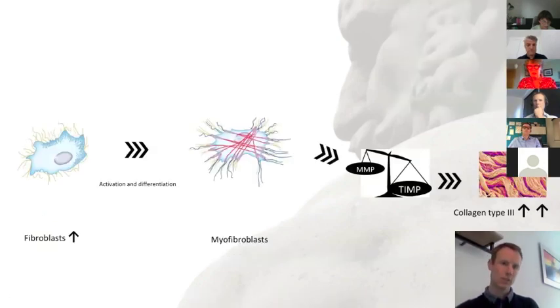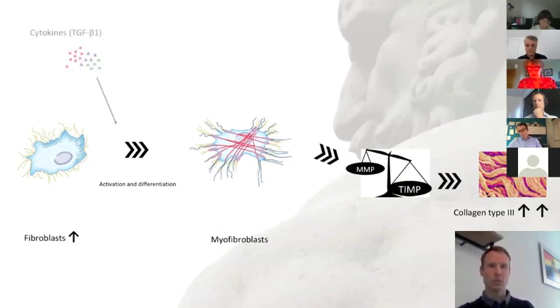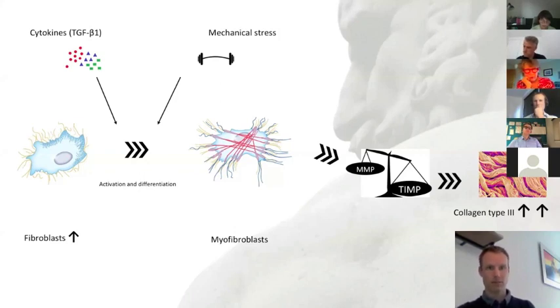So schematically, it looks like this. Fibroblasts will multiply, and they will get activated and differentiate into myofibroblasts. Myofibroblasts regulate collagen synthesis through different enzyme systems depicted here. This will result in an abundant amount of collagen type 3 in a disorganized fashion. So there's two factors which will involve this process. That's our inflammatory cascade, and the most important cytokine is transforming growth factor beta 1. And on the other hand, we've got mechanical stress, which will stimulate myofibroblast differentiation.